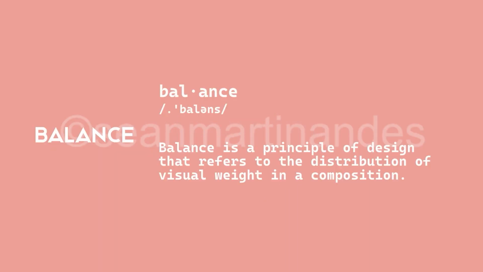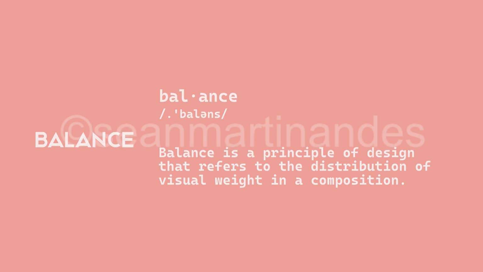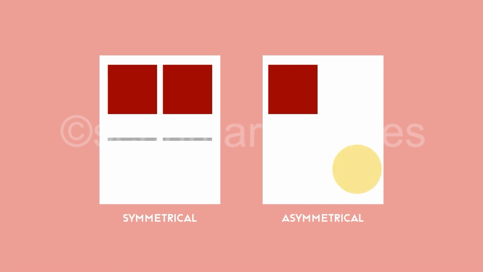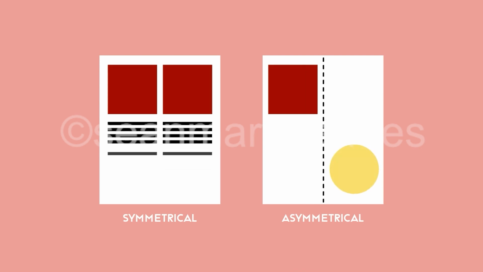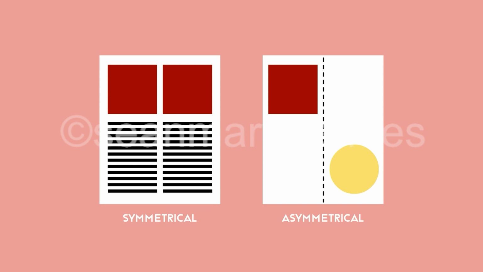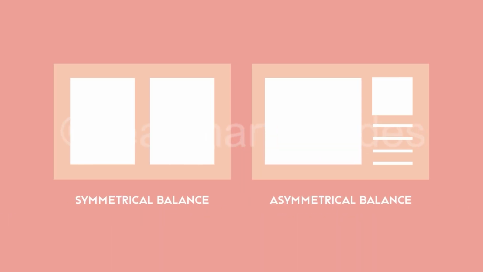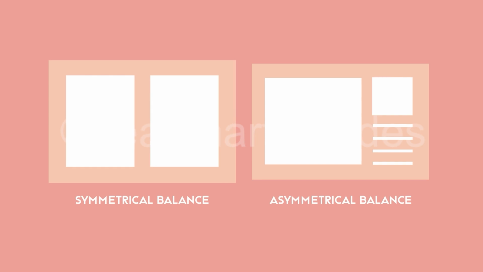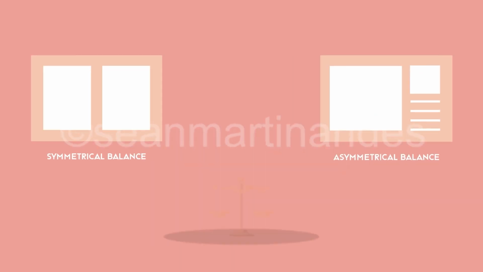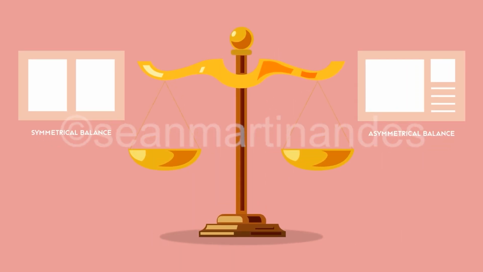Balance is a principle of design that refers to the distribution of visual weight in a composition. In a well-balanced design, elements are arranged in a way that creates a sense of equilibrium and harmony, with no one element overpowering the others. Balance can be achieved in various ways, such as through the use of symmetry and asymmetry. Balance helps create a sense of visual stability and order.